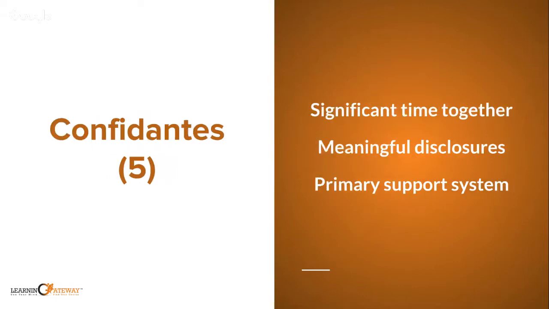And then the last group, that number is 5. These are the ones we call confidants, because you spend significant time together. This is a group of people where you will have meaningful personal disclosures, share private details of your life, concerns, worries. This is your primary support system.